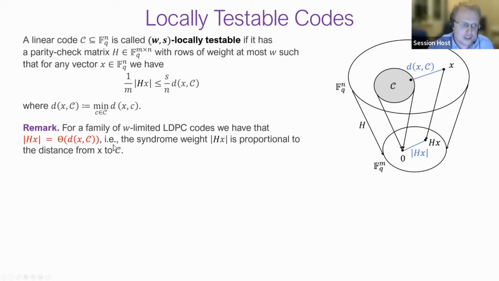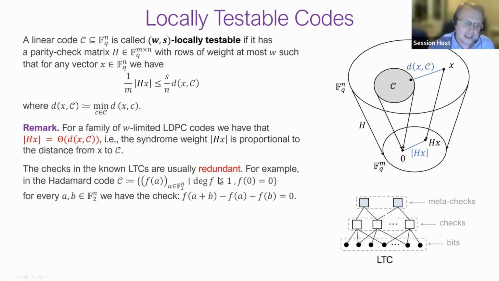And actually for LDPC code, it means that this distance is, up to some constant factors, proportional to the weight of the syndrome. So not every code is locally testable. For example, if you consider the standard repetition code, it is not locally testable. It can be easily shown.